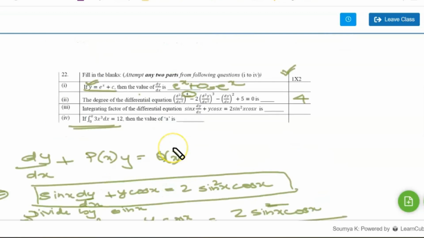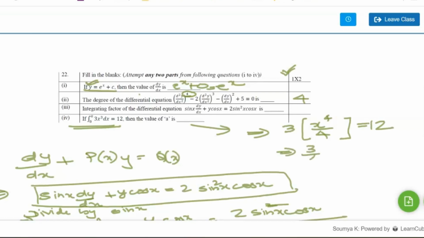This is an integration question. Here you can see the limit is given from 0 to a. The integral of 3x cube dx is equal to 12. To solve this one, what we have to do is first take out the common factor and find the integral of x cube. The integral of x cube is x raised to 4 by 4. Okay, we found the answer, and on the right hand side it is given as 12. It is equated to 12. So we found the integral here. Now 3 by 4 can be taken out with the limits as 0 and a. X raised to 4 is given, with limits 0 and a, equal to 12.